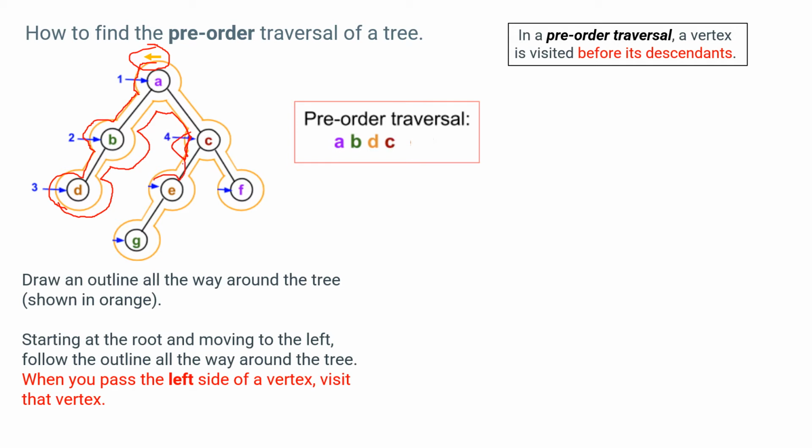Now I come along here, I'm to the left of E, E comes next, then G, now F. I didn't make G come up there, so G is on there, now F comes on there, and then I'm done. So as I followed along that outline, when I was to the left of a vertex, that's when I would say that I'm visiting it.